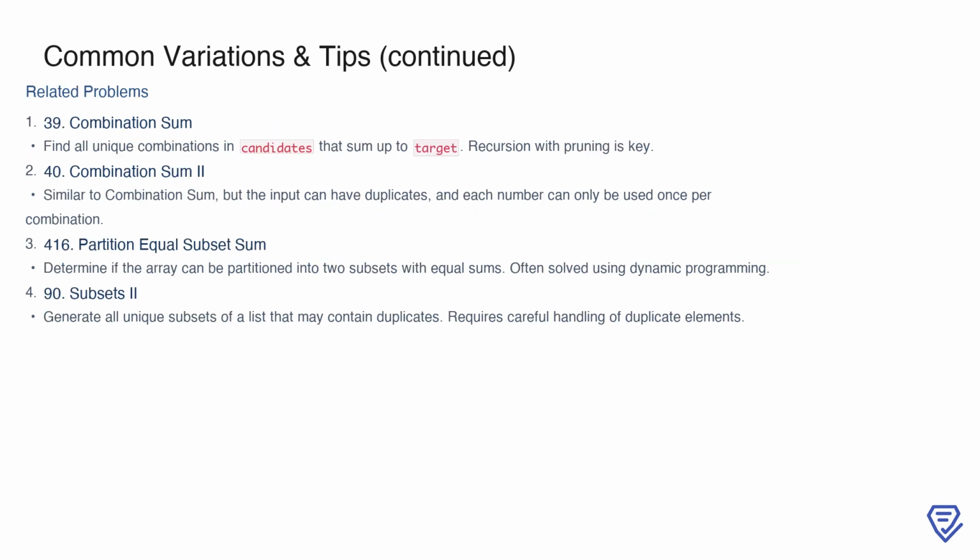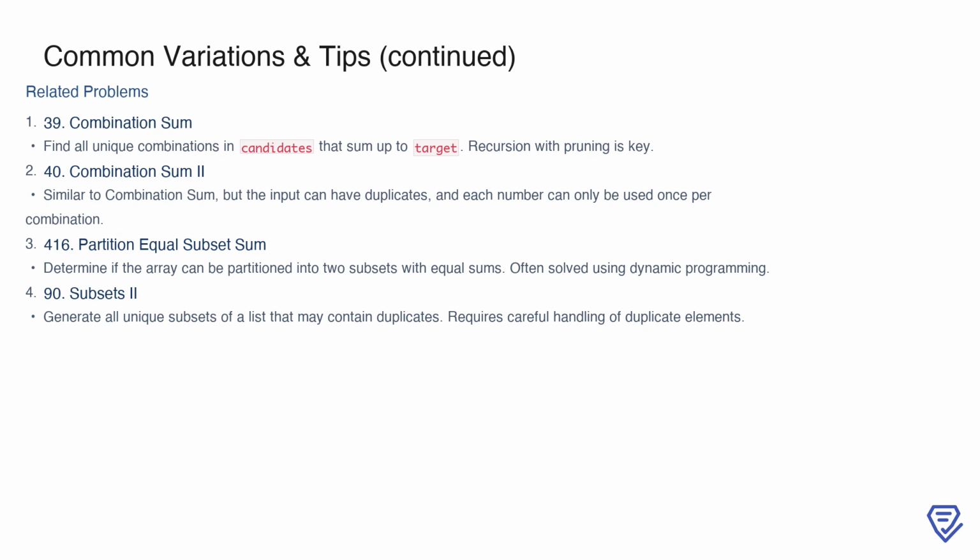Combination Sum 4 has strong connections to other problems that can deepen your understanding of this pattern. For instance, in combination sum, problem 39, you need to find all unique combinations in a candidate array that sum to a target, and recursion with pruning is a key strategy there. Combination sum 2, problem 40, is similar, but the input can include duplicates, and each number can be used only once per combination, making duplicate handling critical.